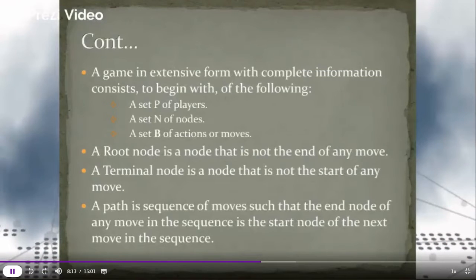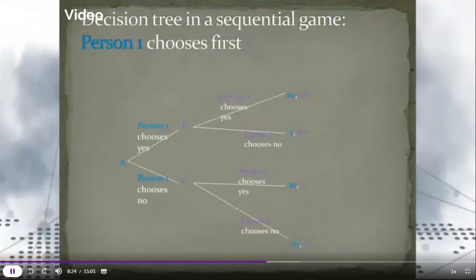Now let's go back a bit. We have a set of P players, here we have two players, a set of N nodes and P actions. So what do we mean by nodes? Nodes are these places, these points. Let's say this is one, B, C. Here also see the end points, this one, this one, this one, and this one. Over here, this one and this one. So these are called nodes.